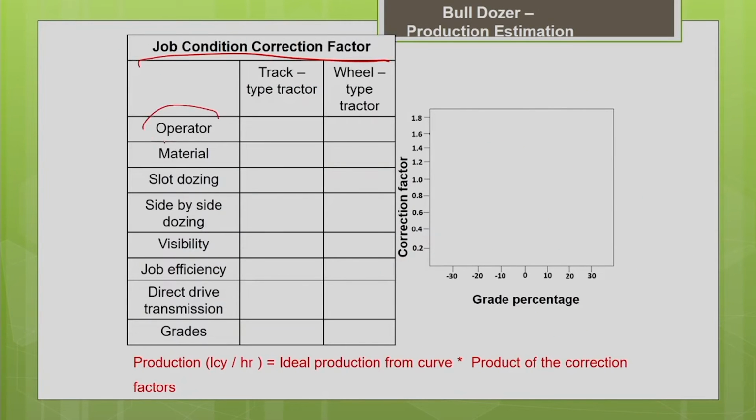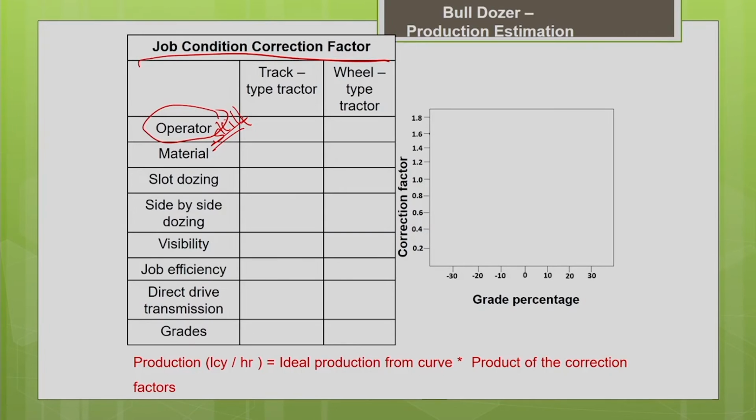So, what are all the correction factors? See, it depends upon the operator skill. The ideal curve was based on the assumption that the operator skill is excellent. But if your operator skill is poor, then accordingly you apply the correction factor. What is the correction factor? You refer to the literature and pick up the value.